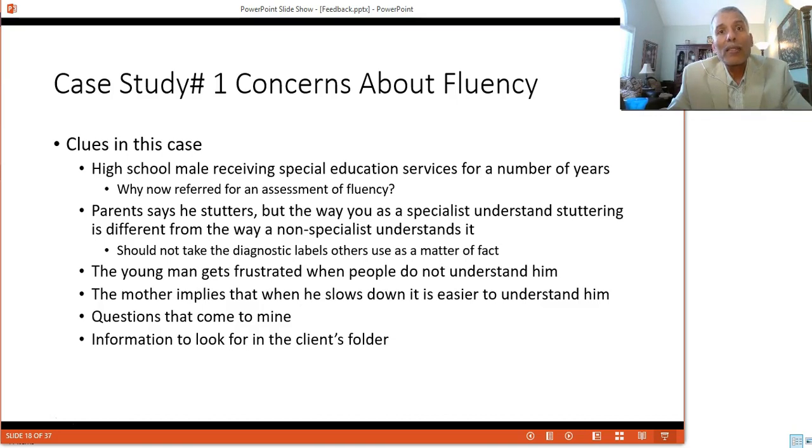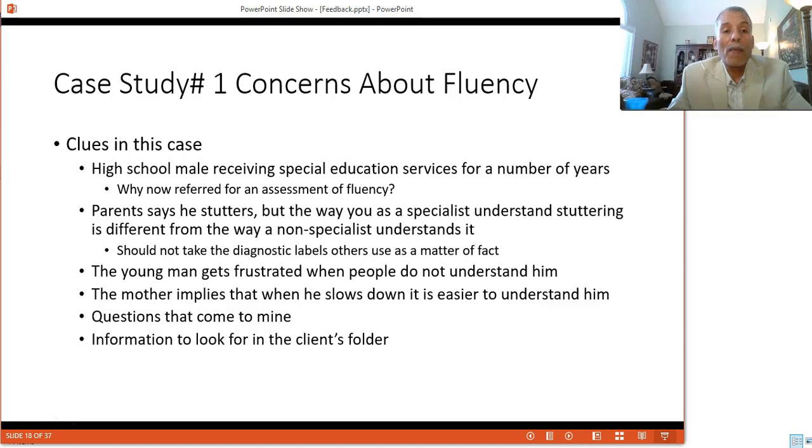So these are questions that come to mind. Questions are, is this a cluttering disorder or is it stuttering? And you can simply answer the question now, at this time, that the cues do not support a stuttering disorder, that the person is at a high school. Why have a stuttering disorder now? That is not possible.